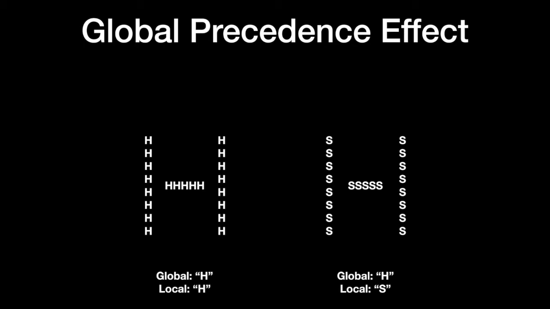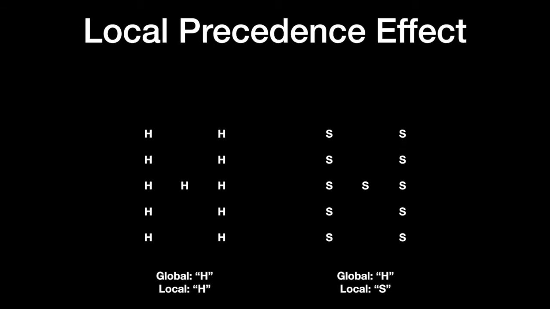But if each of the local letters are widely spaced, the effect is reversed. This is called the local precedence effect. Participants are now faster to identify the local features than the global features, and the local features interfere with the global recognition in case of contradictory stimuli.